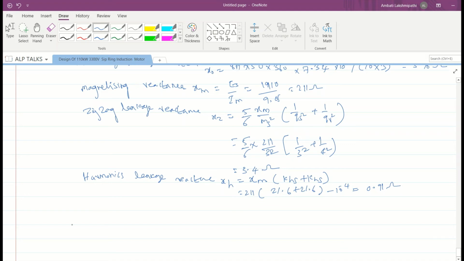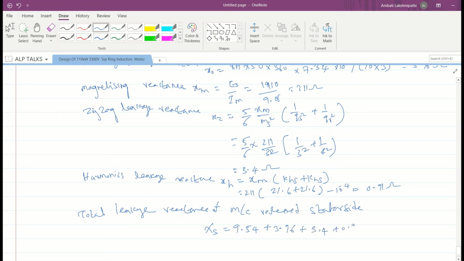Total leakage reactance of the machine, referred to the stator side. Xs is nothing but 9.54 gap value, and 3.96, and 3.4, and 0.91. So the total value comes to be 17.81 ohms. So let's calculate resistance also.